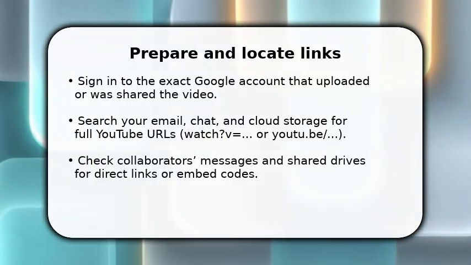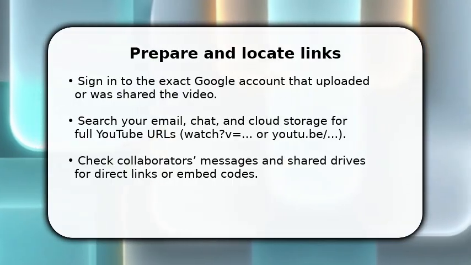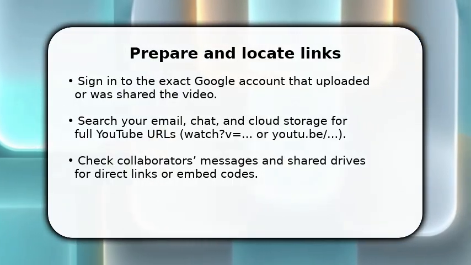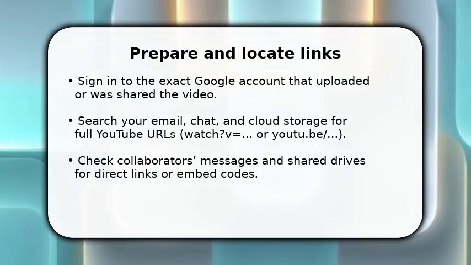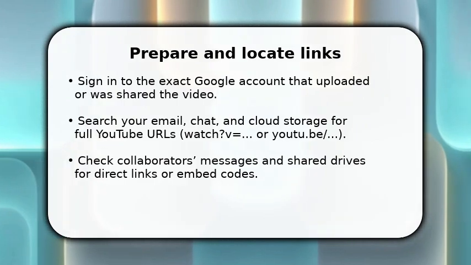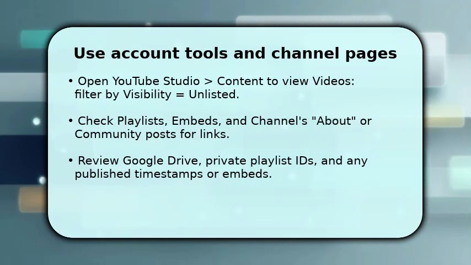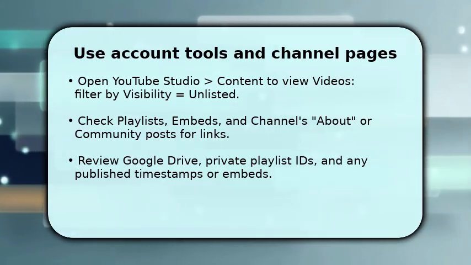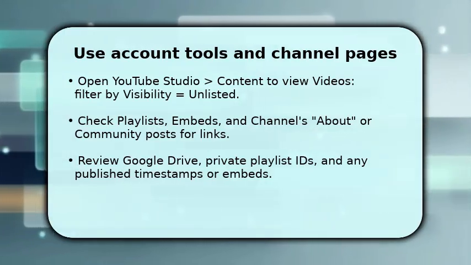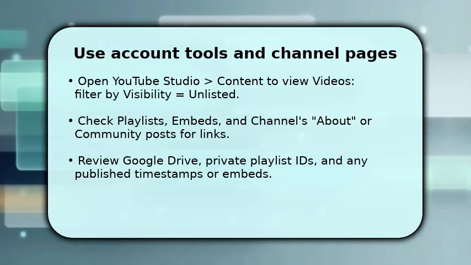If a video was shared with collaborators, check shared docs, embed code, and private playlists. Once you find a URL, copy it into your browser to open the unlisted video. Next, go into YouTube Studio on the uploader's account and filter content by visibility to list unlisted videos directly. This confirms ownership and shows URLs.